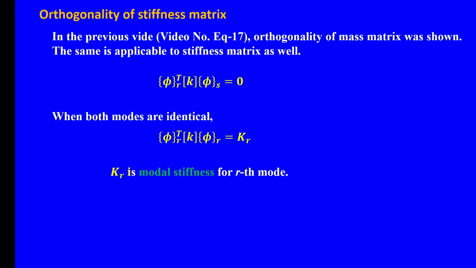The orthogonality of matrix, to some extent we discussed in our previous video, that is video number EQ17. Orthogonality of the mass matrix was shown in that video. However, there is orthogonality of the stiffness matrix as well. If we write phi r transpose k phi s, where r and s are two distinct modes, then this product will become a scalar 0, and this is your orthogonality condition. When the modes are identical, that is r equal to s, then it becomes phi r transpose k phi r, which is not 0 but a scalar quantity. We write it as k r, and this is your modal stiffness for the rth mode. In the previous case, when the mass matrix was involved, phi r transpose m phi r was m r, the modal mass for the rth mode.